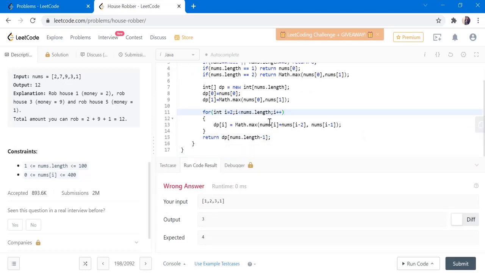Okay, I made a mistake here. We have to consider dp of i minus 2 and dp of i minus 1. Why? Because we have calculated till this house what is the maximum money we could get, and from there we are going to add that to the current house, not from the houses. So this is the mistake I have done. Hope you're understanding what is the change here.